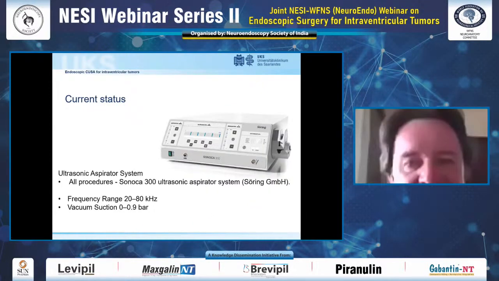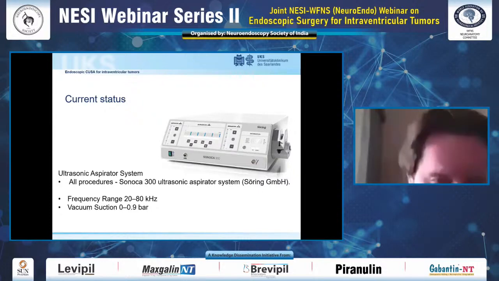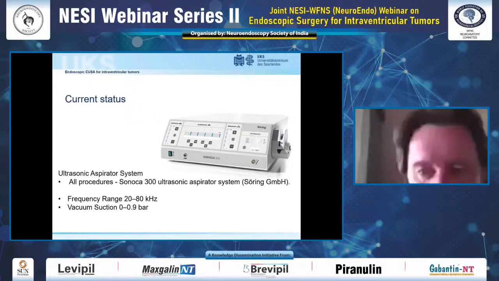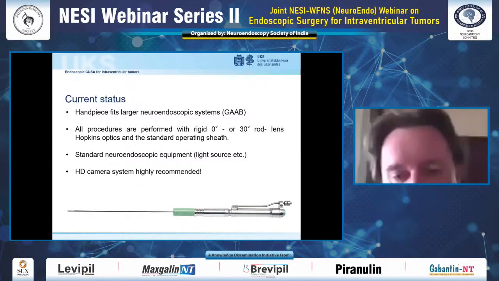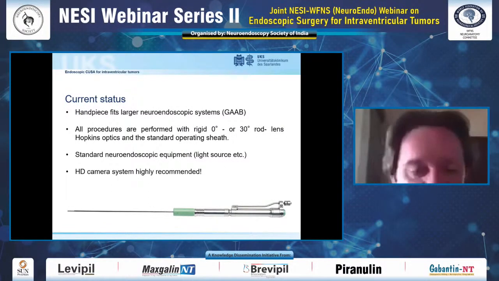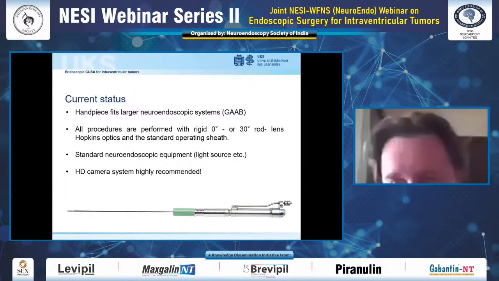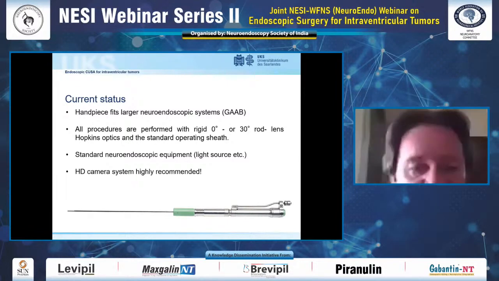With the current status, this is a Sonocur 300, you can adjust the frequency range from 20 to 80 and the vacuum suction from 0 to 0.9 bar. With this, you can use the handpiece underwater and under air. So both options are possible. The handpiece fits, to my knowledge, still only the GAAB endoscope. I'm not aware of any other endoscope which really fits.